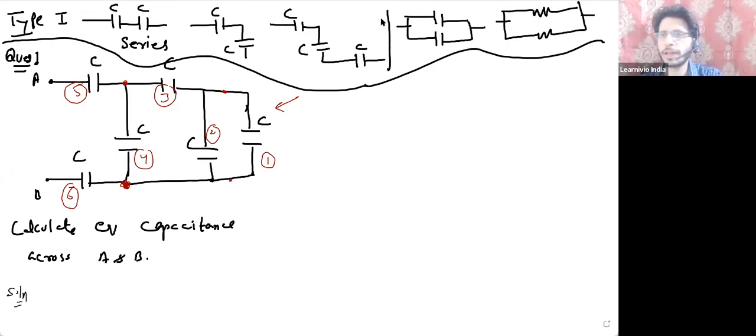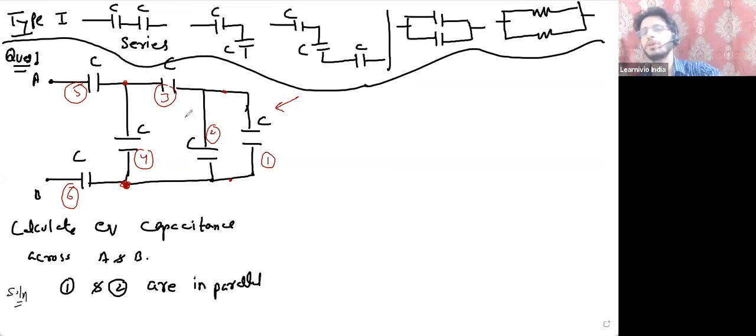So you can say that C1 and C2, and C4 will be in parallel, right? No, because for parallel you should have an end-to-end connection. See, the ends of 1 and 2 are meeting at this point, but the end of 4 is not directly connected here. There is a third capacitor, C3, in between.